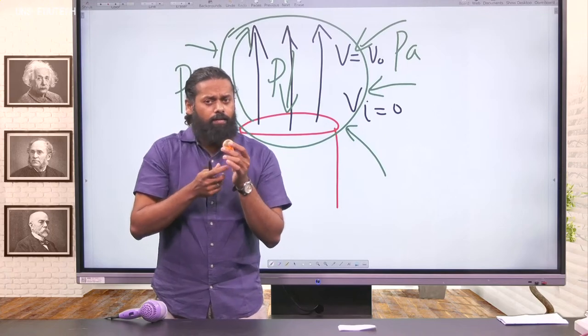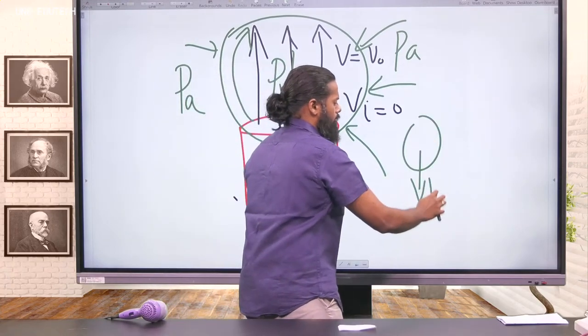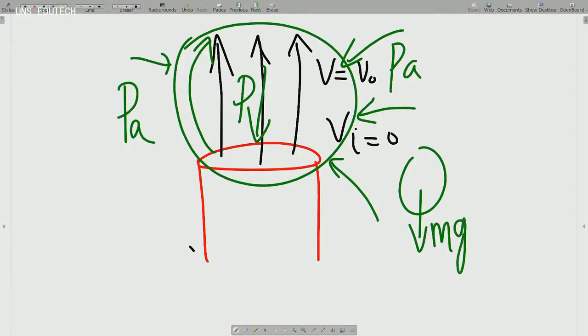Don't think that this is floating because of this balance. The weight is balanced by the jet force. Here this balance is not working. In fact, we can balance this, but even if you are tilting this ball, we can show that it is balancing. You can explore that. I'm not going into much detail.